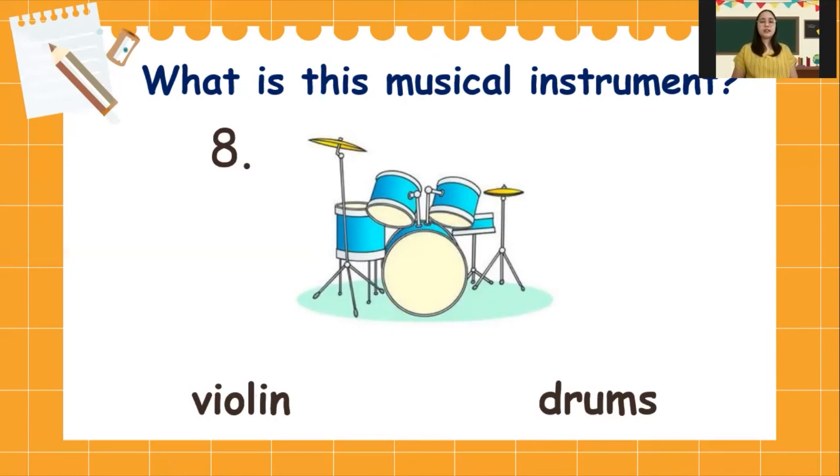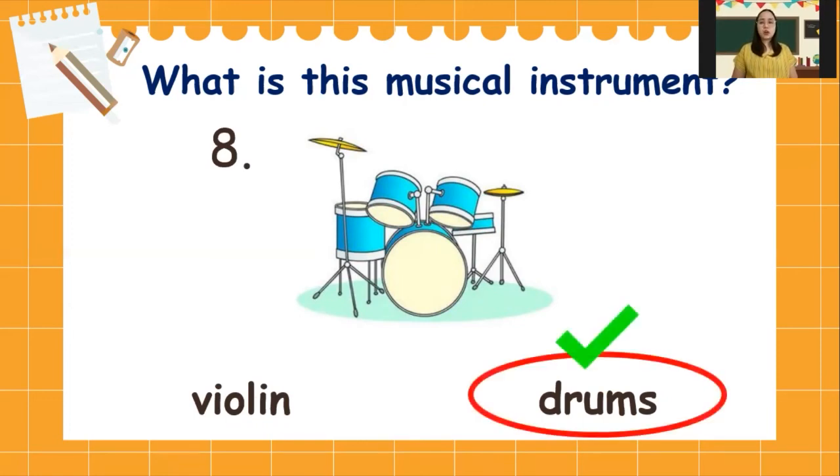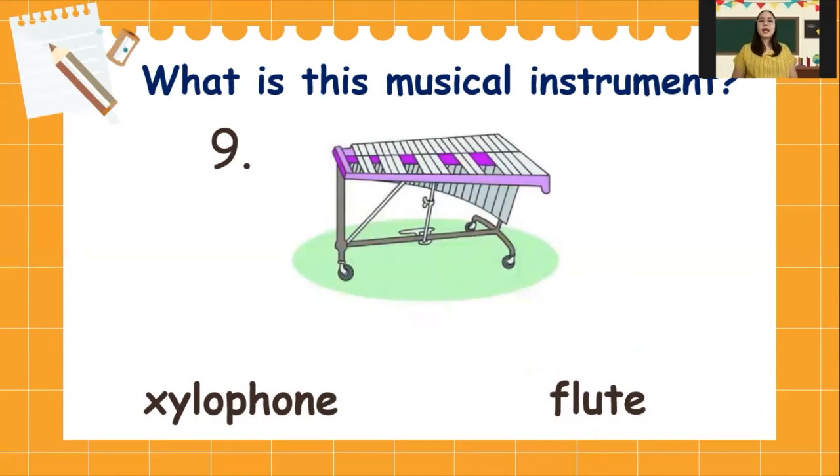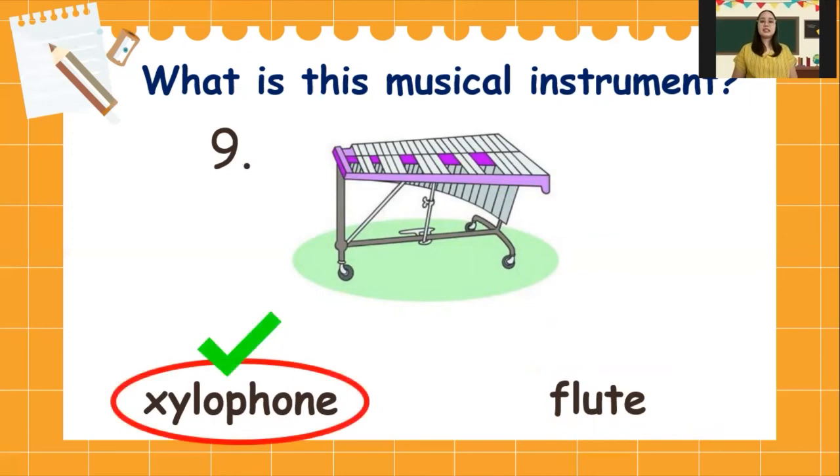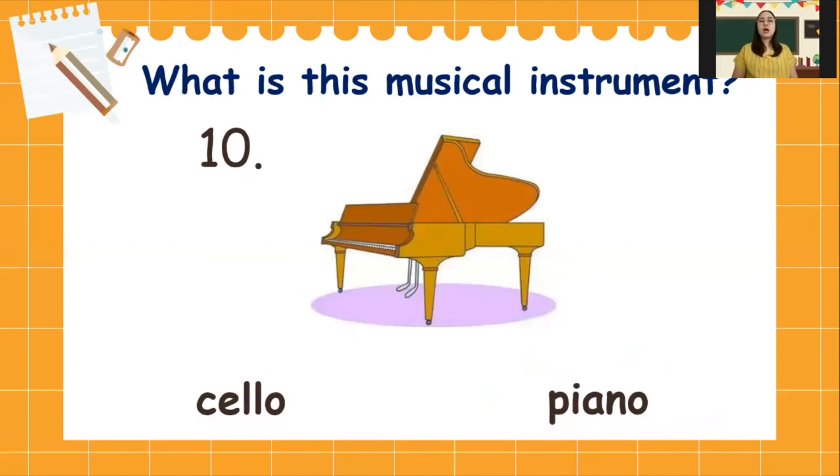Number eight, what is this musical instrument? Is it violin or drums? Violin, drums. The answer is drums. Number 9. What is this musical instrument? Is it xylophone or flute? Xylophone, flute. The answer is xylophone.